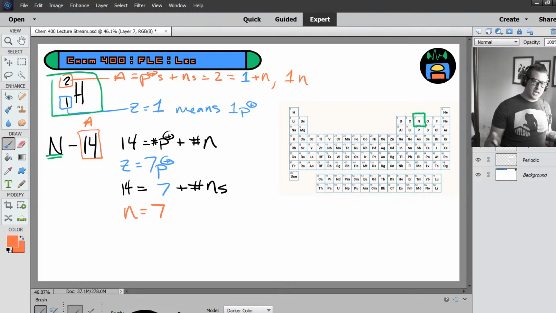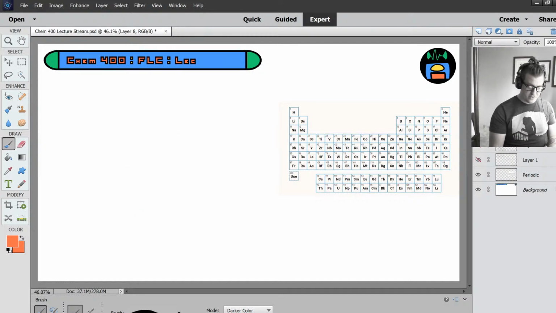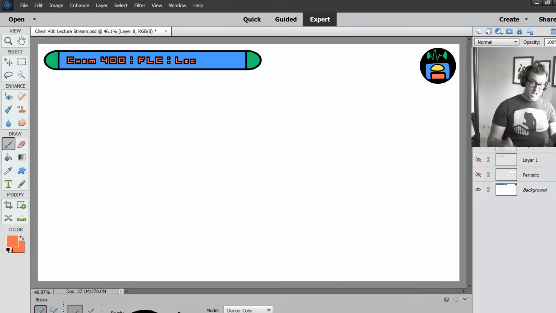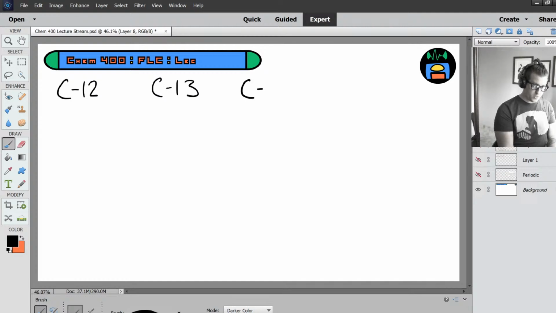the number of different isotopes that can be found for any particular element in nature varies. Some elements have a lot of different stable isotopes. Some have just a few. All right. Carbon has 3 naturally occurring isotopes. It has carbon 12, carbon 13, and carbon 14. All right. There's 3 naturally occurring isotopes.